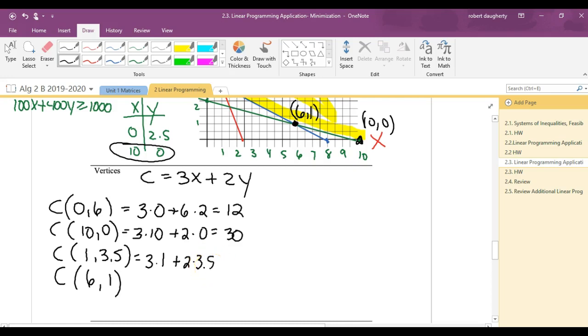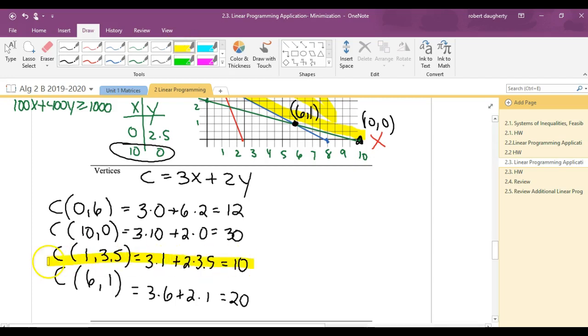What's 2 times 3.5? 7. 7 plus 3 is 10. Okay. And the next one is going to be 3 times 6 plus 2 times 1. That's 18 plus 2, which is 20. What was my goal in this problem? Minimize. So where's the minimum?